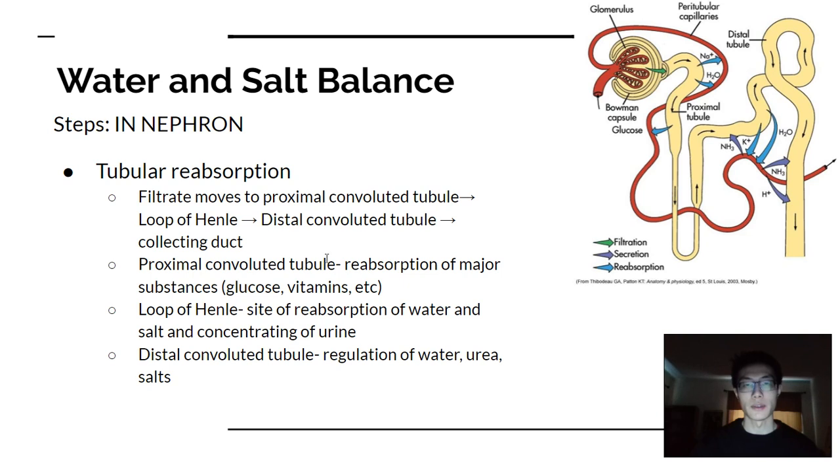The proximal convoluted tubule allows for reabsorption of major substances such as glucose or vitamins. The loop of Henle is the site of reabsorption of water and also salt, and then eventually the concentrating of urine. I believe the descending loop is relatively permeable to water, whereas the ascending loop is not so much permeable to water, but is permeable to things like ions. And then after this countercurrent multiplier, you allow for a concentration of the urine. Finally, we get to the distal convoluted tubule, which allows for final regulation of water, urea, and salts until the waste product goes into the collecting duct.